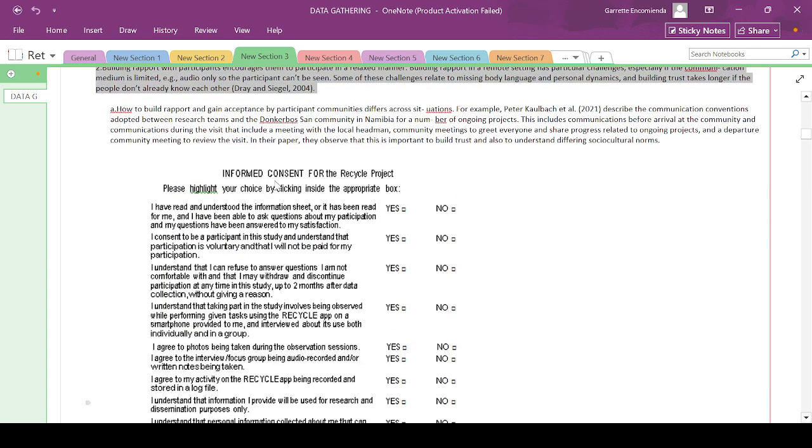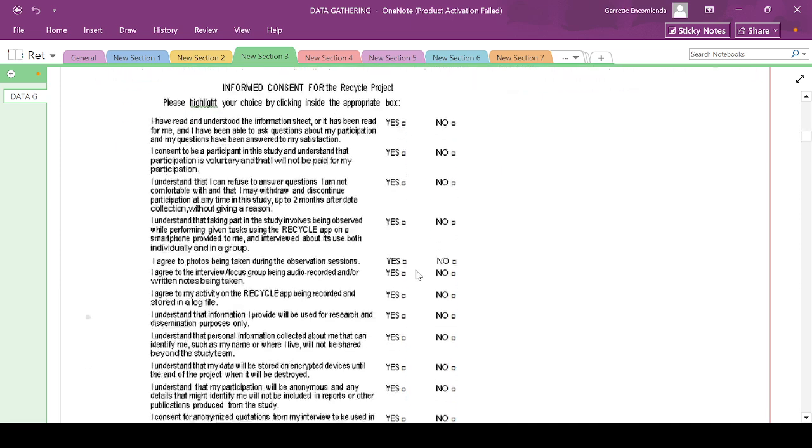So here's an example of informed consent for the recycle project. Please highlight your choice by clicking inside the appropriate box. I have read and understood the information sheet, or it has been read for me, and I have been able to ask questions about my participation, and my questions have been answered to my satisfaction, yes or no.